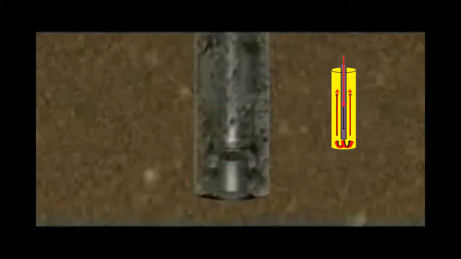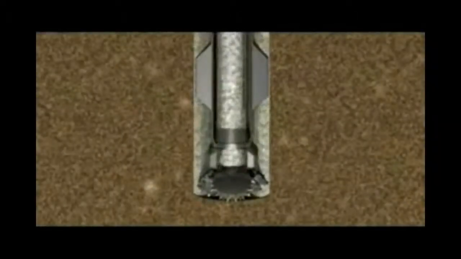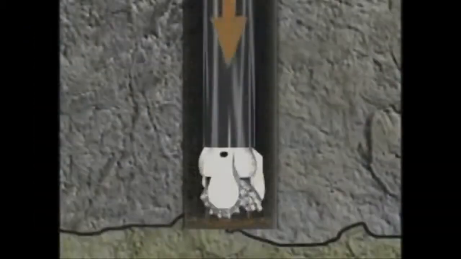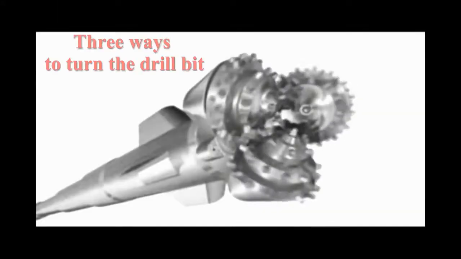As the bit rotates, drilling fluid is forced down the drill pipe to jet nozzles in the drill bit as it cuts the rock. These jets of fluid clean the bottom of the hole of the rock debris from the rotating drill by moving the debris away from the bit and then up to the surface. The drill stem rotates the bit. What causes the drill bit to turn? There are 3 ways to turn the drill bit.